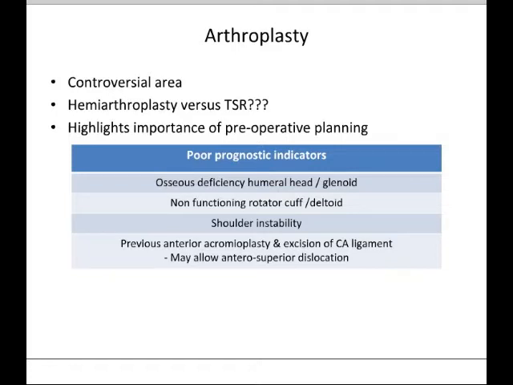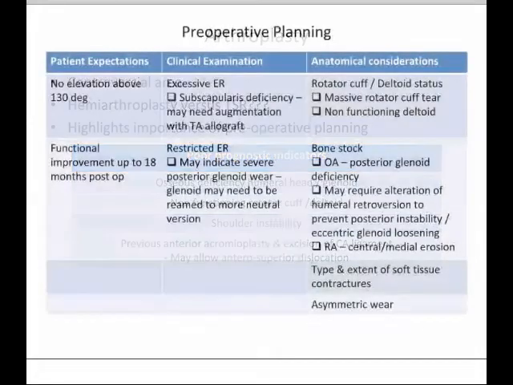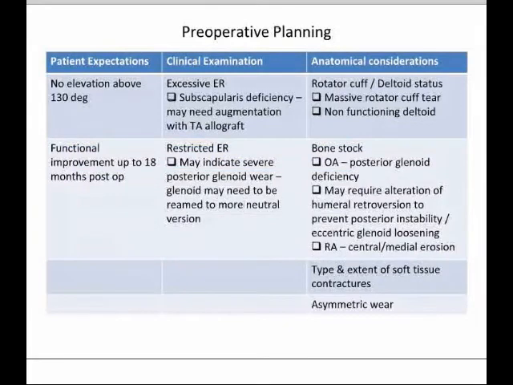So it's important to plan the patients in terms of what the patient expects. The old-fashioned teaching was 90 degrees of abduction, 90 degrees of flexion, forward elevation. But some studies say that forward elevation of no more than 130 degrees is what we should be counselling our patients, and that we should be encouraging that there will be functional improvement up to 18 months post-op. So to keep going with physiotherapy.